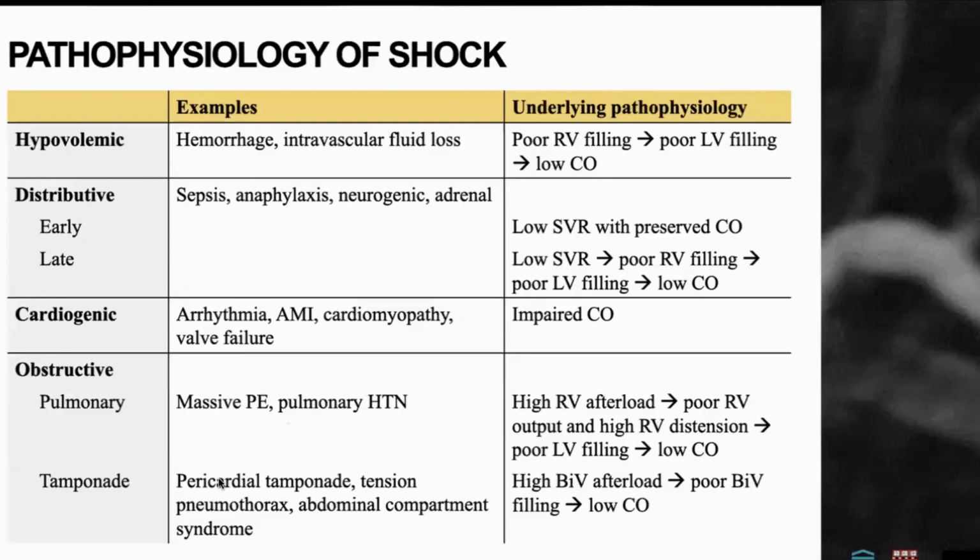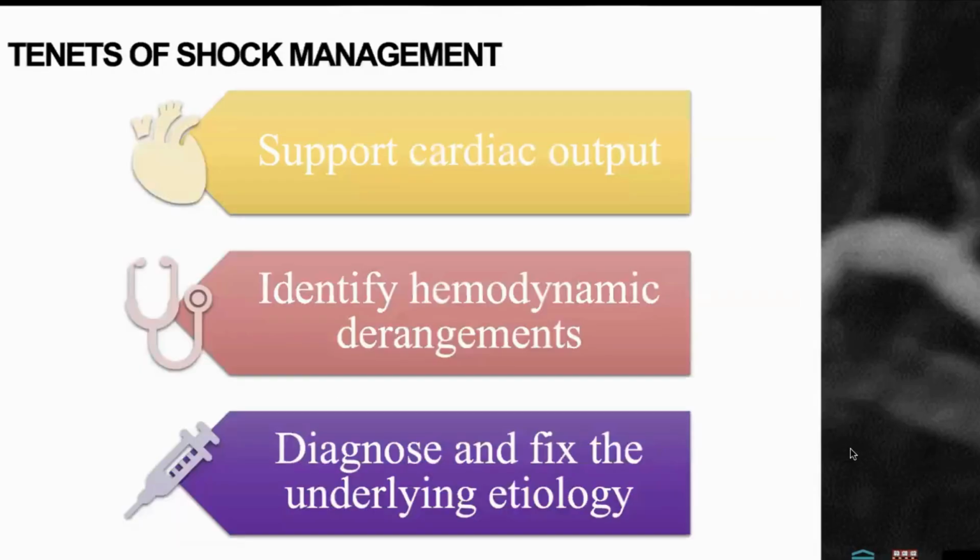When we talk about tamponade, it's slightly different, right? Because in cases like tension pneumothorax, compartment syndrome, pericardial tamponade, what's happening is that the entire heart can't fill because there's too much afterload. When there's too much afterload, both the RV and the LV can't fill, and you get low cardiac output. So overall, the general common pathway for obstructive shock is still poor RV filling or poor LV filling, leading to low cardiac output. But the things that generate that poor LV filling are different when you look at pulmonary and tamponade etiologies of obstructive shock.